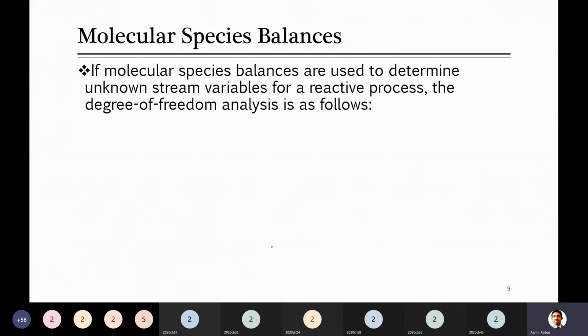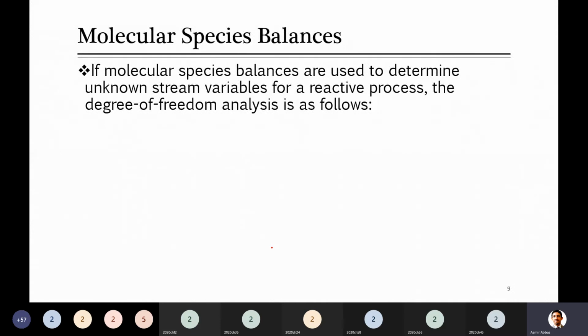Number of unknowns minus number of dependent equations. You speak a bit closer to the mic, you are speaking fine, but the voice is not coming through. Number of unknowns minus number of independent equations. Yes, this gives you the degree of freedom analysis. This was for a non-reacting system, as the student is telling about the non-reacting system.